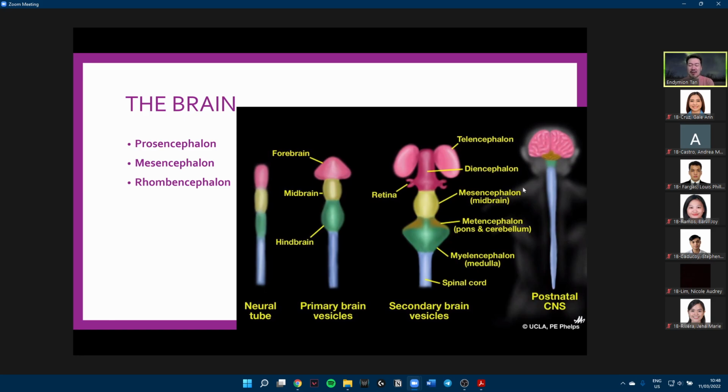Minsan you will think of it, naku, hirap tandaan, baka magkamali ako sa exam. Sino ba mauna? Mesen, meten, myelen. Alphabetical order. S comes before T, T comes before Y. So S, T, Y. O, diba? So mesencephalon, midbrain, pinakamataas, gitna, pababa. Midbrain, pons and cerebellum, medulla. Mesen, meten, myelencephalon. Now let's talk about the different parts.